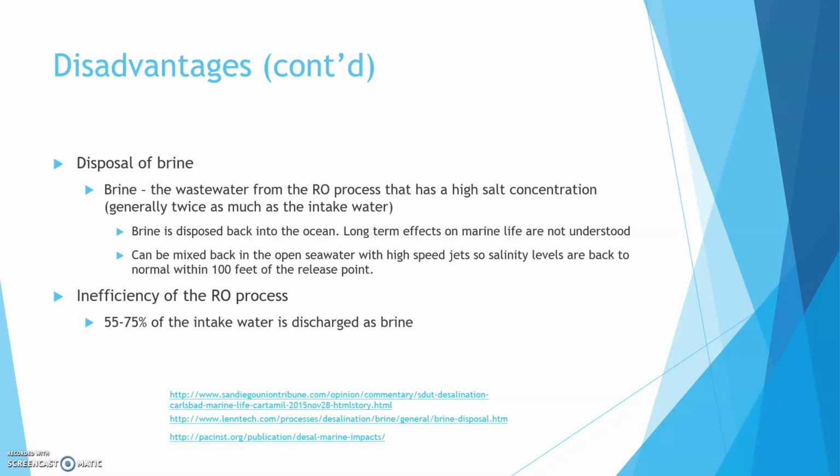Inefficiency of the RO process. 55 to 70% of intake water is discharged as brine. Let us have a few discussions related to reverse osmosis performance and design calculations.